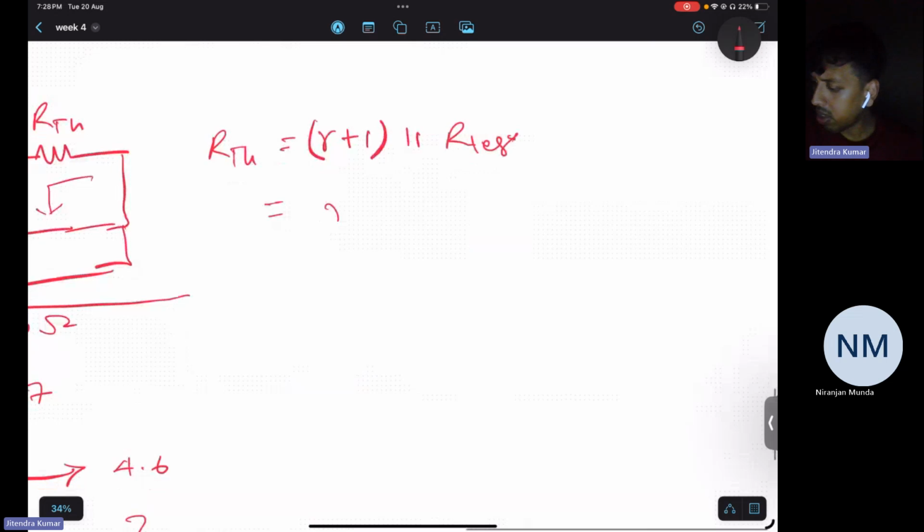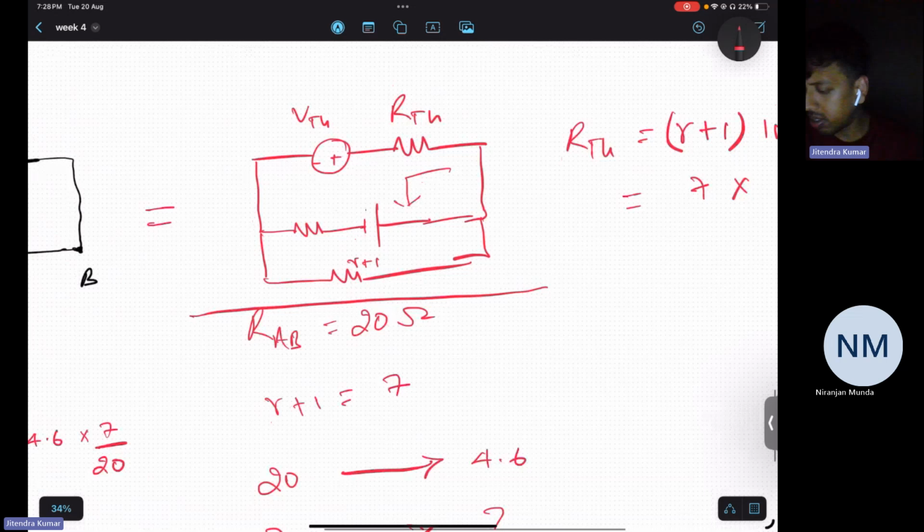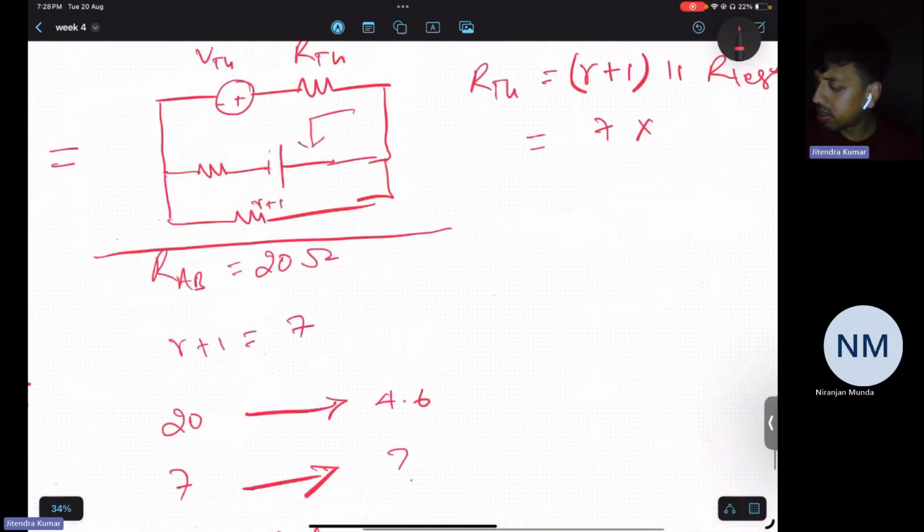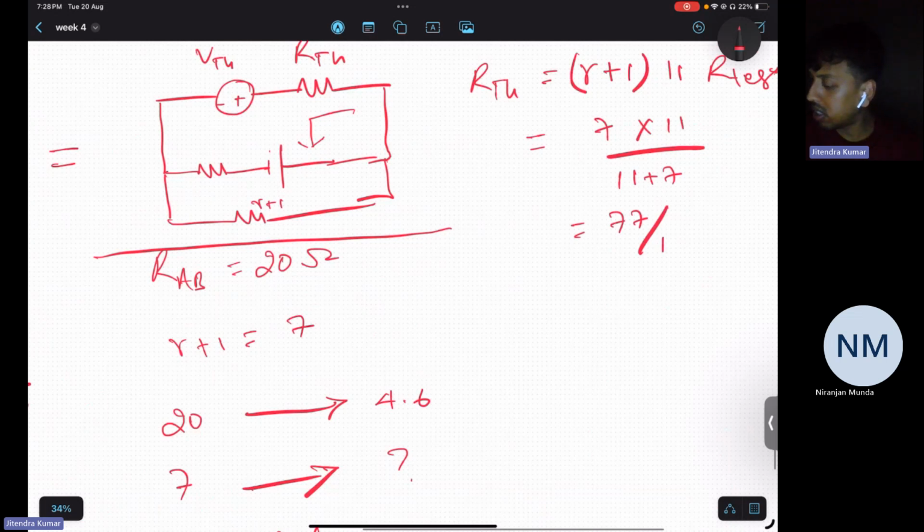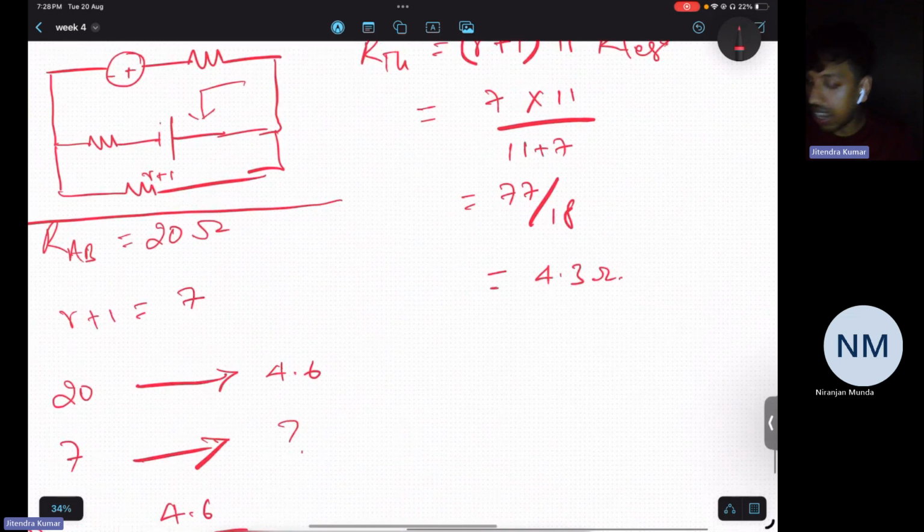Okay. So R plus 1 is 7. R test is 11 divided by 11 plus 7, so 77 by 15, which would come out to be 4.3. 4.3 ohm will be your RTH. And now we can calculate I test.